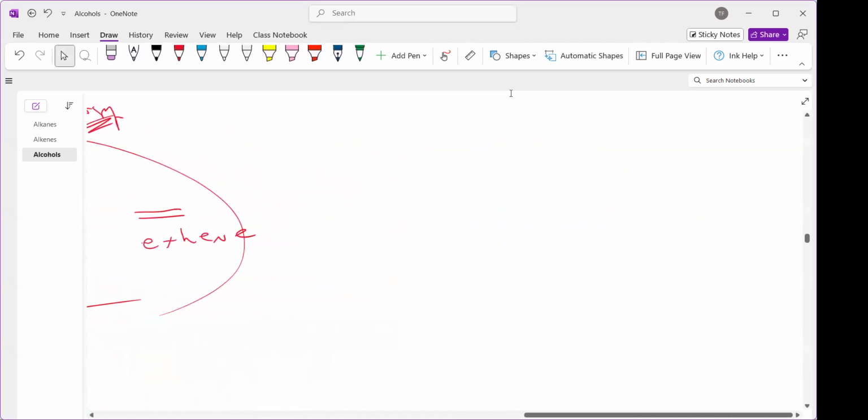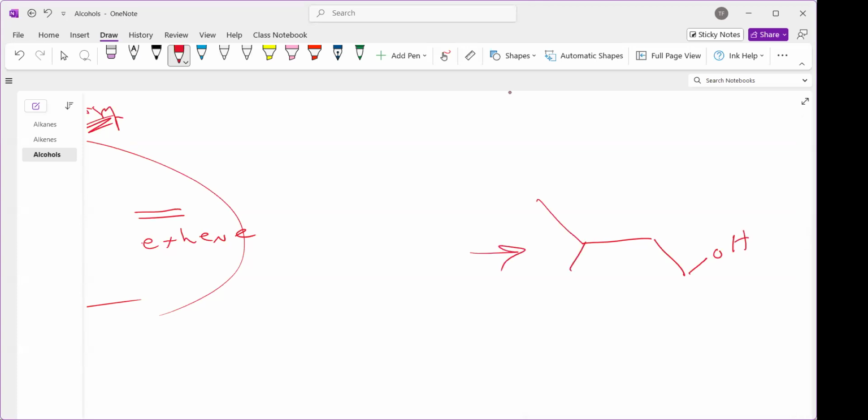Okay, what if we wanted to make, let's make that. Well, it's an alcohol, right? Okay. The alcohol reactions.